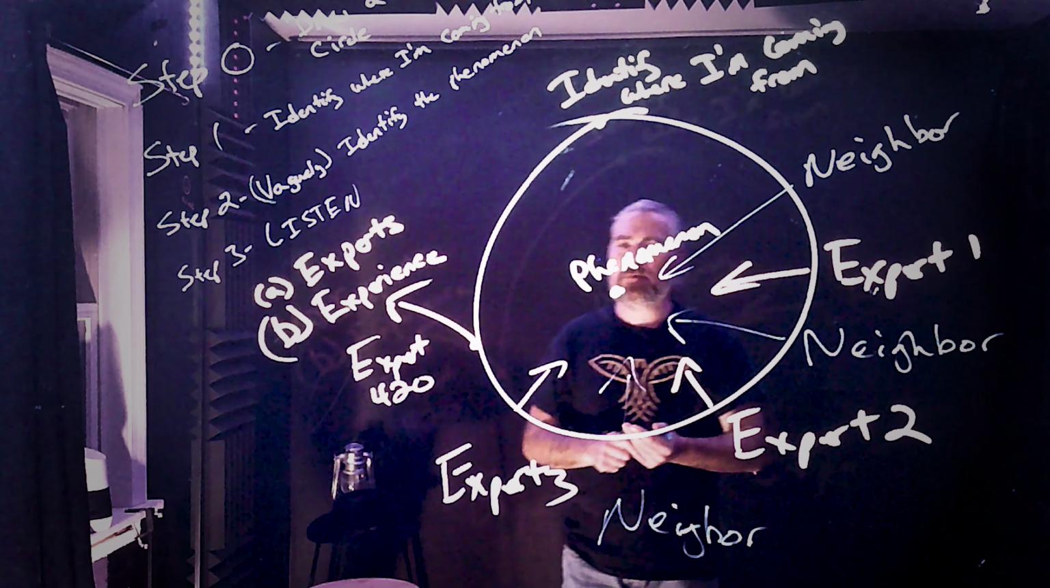Phenomenological method. Draw a circle, identify your perspectival starting point, vaguely identify this phenomenon in the center, and then begin to listen. Listen to the experts about that phenomenon and begin to get a fuller picture of whatever this phenomenon is, and listen to our neighbors who may not be experts but nevertheless have important data to convey to us about any given phenomenon, particularly when we're talking about something as subjectively unique and diverse as religious beliefs, religious practices, and truth or philosophy.